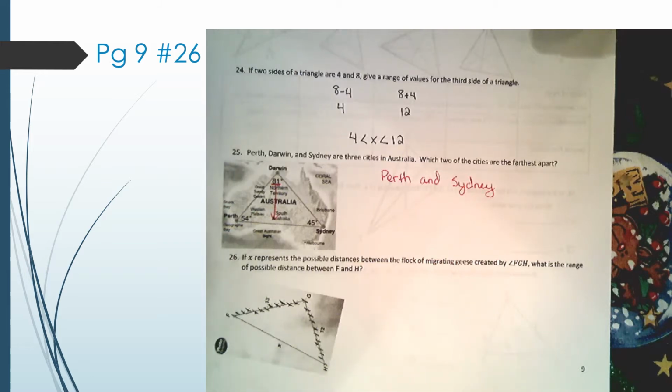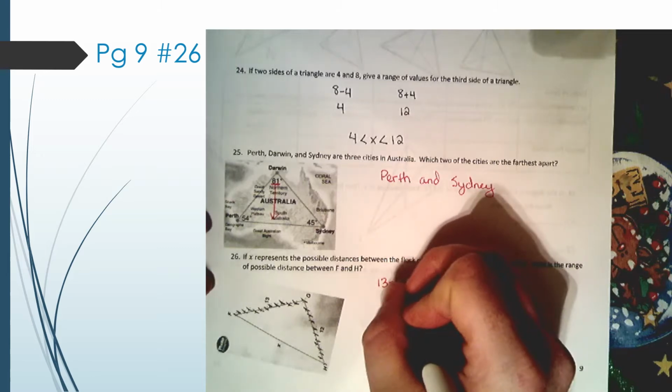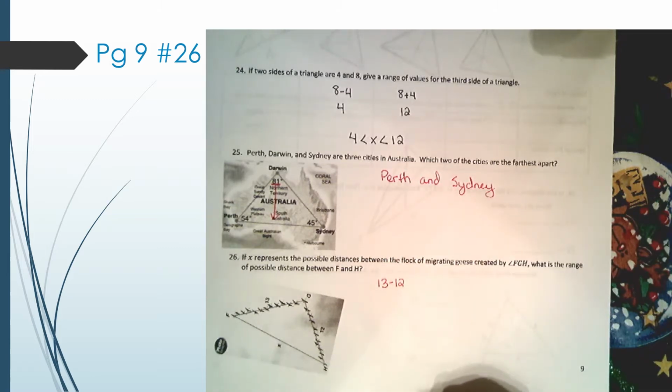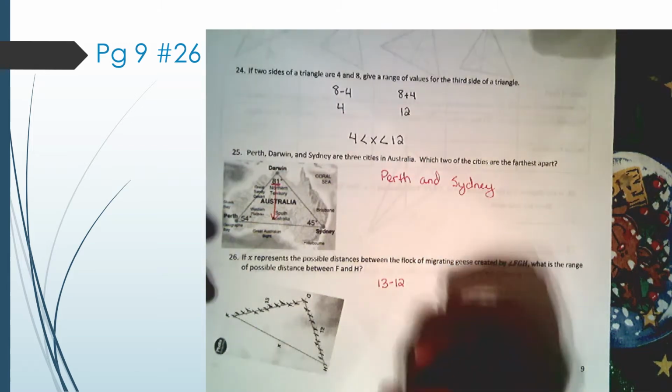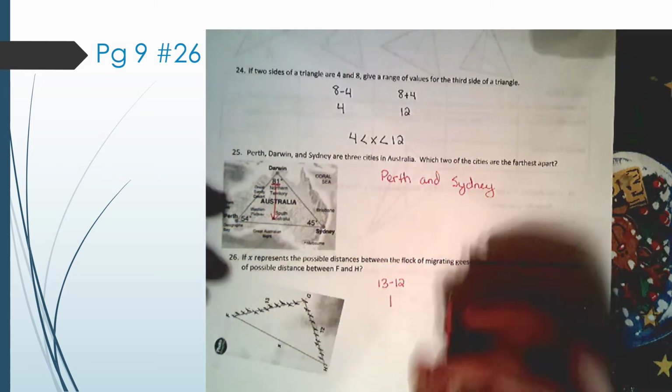So we're going to end up with an inequality. So first thing I'm going to do is subtract the two numbers, 13 minus 12. Notice I did 13 minus 12 instead of 12 minus 13 because I want a positive number. There cannot be a negative side length for a triangle. So, well, 13 minus 12 is 1.